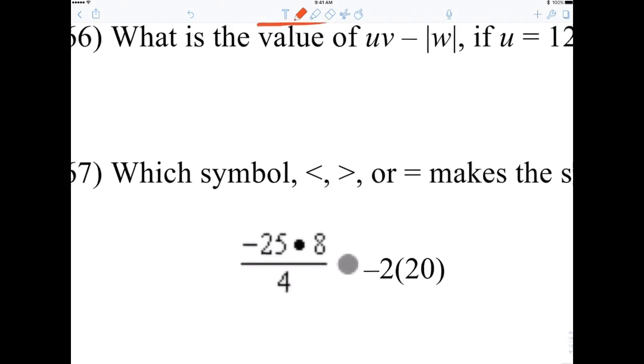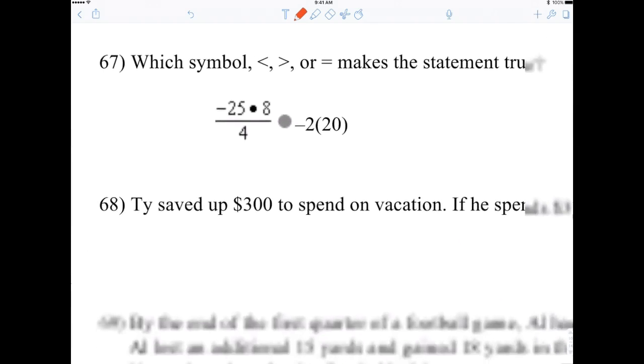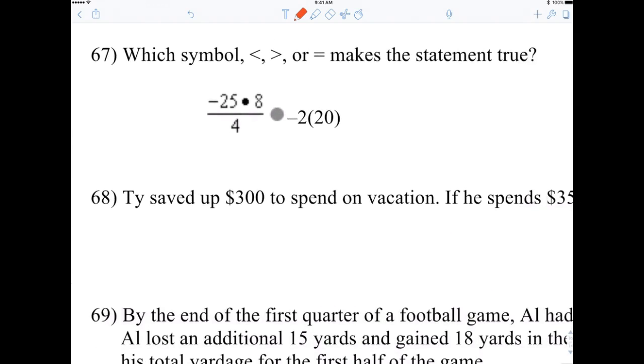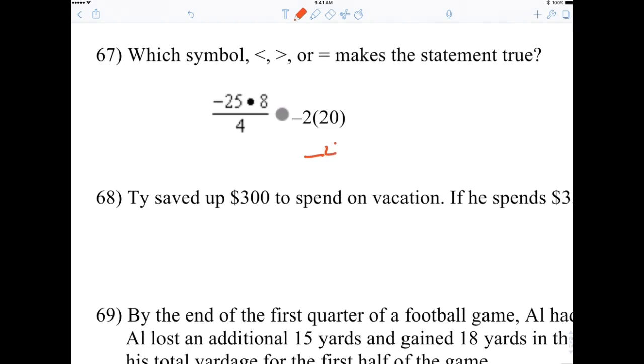Let's take a look now at 67. Okay, 67 is a nice problem because you got to do some work first. Now, I always do the easy one first, right? So negative 2 times 20 is what? Negative 40, right? Now, the other one is like a fraction.